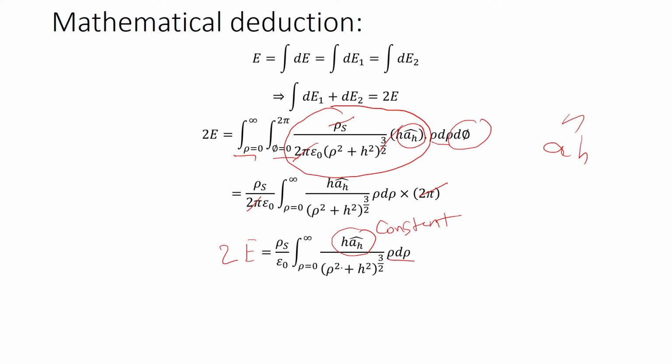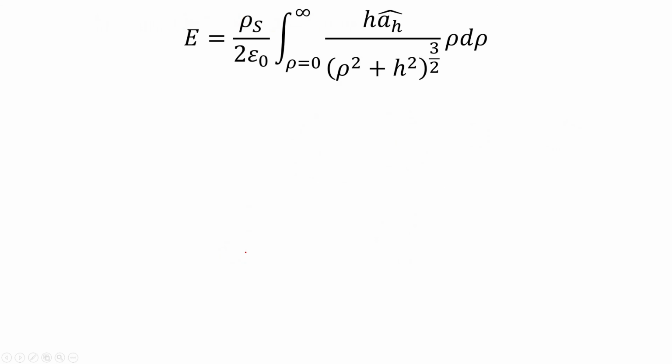Now I can write the expression for electric field intensity as rho s by 2 epsilon naught. Understand that this 2 has come here. Rho s by 2 epsilon naught, integral over the limits of rho from 0 to infinity, h a_h cap by rho square plus h square to the power of 3 by 2, rho d rho. Now, for simplification, I would use a simple substitution: rho square plus h square equals t.